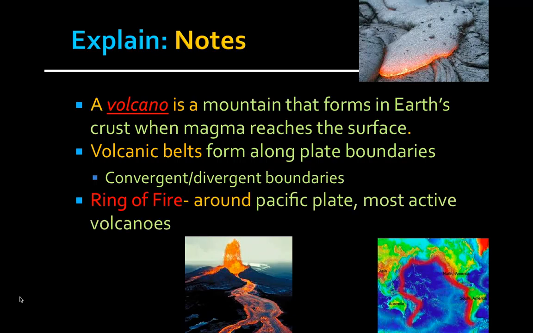The ring of fire is a term we assign the place where the most active volcanoes in the world are found. The ring of fire is around the Pacific plate, which is essentially the entire Pacific Ocean around the edges of it.